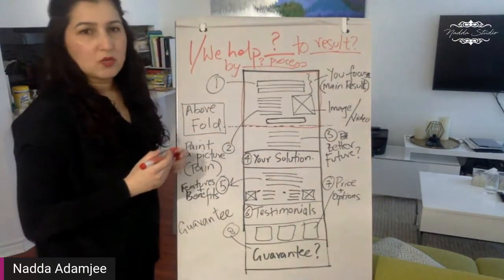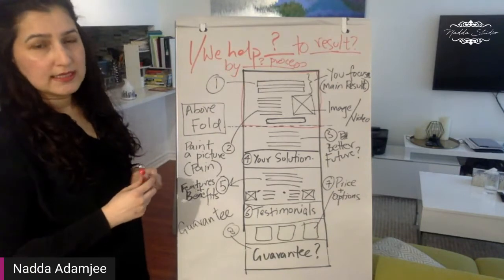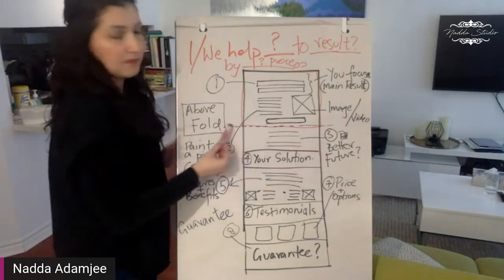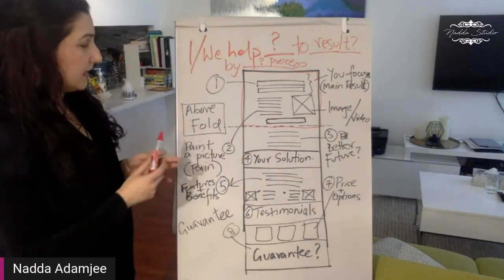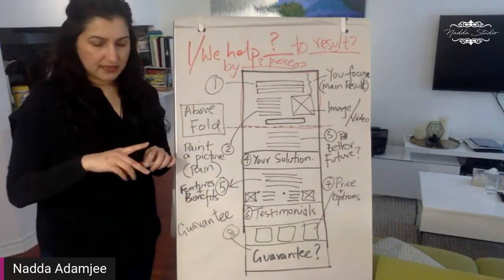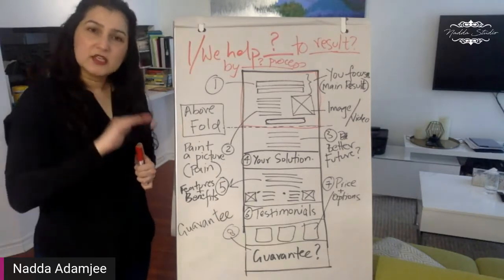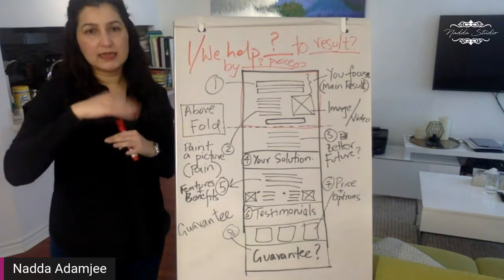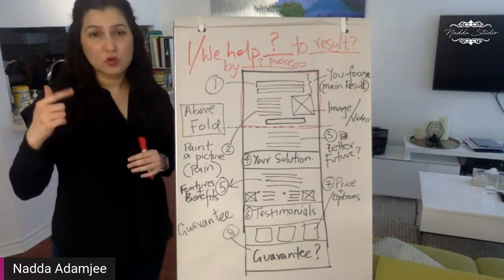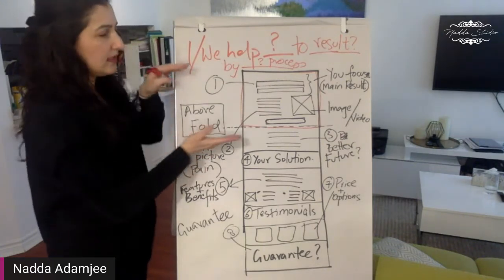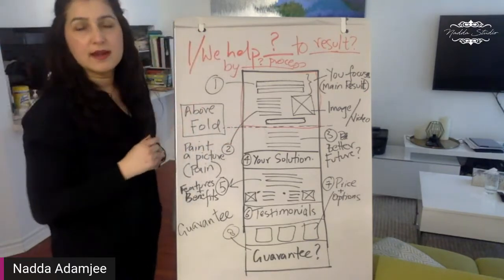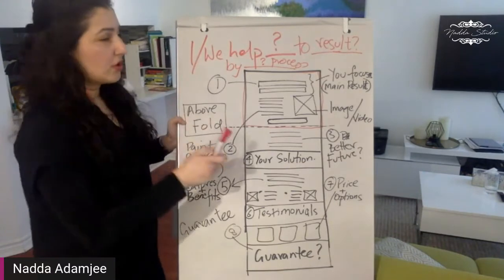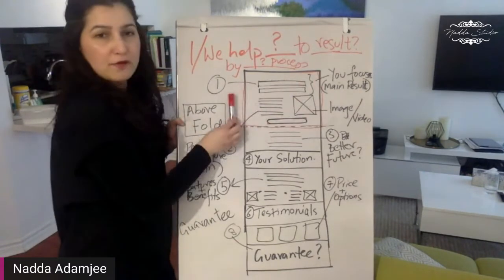Okay, and what does it have? So let's say this is above the fold. The reason why I have this line is it means above the fold. I've even written it here. And above the fold means that when you click on a link and it takes you to a sales page, this is what will open up on your screen, before you have to scroll down. So this is what you will see immediately when you go onto a sales page. This is the best part of the sales page.